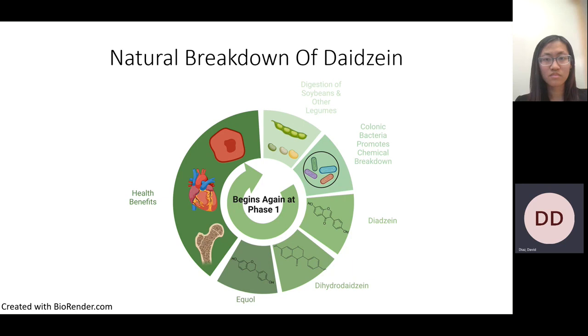So here's a chart displaying what the typical process goes for someone that can break down daidzein. Firstly, they have to digest soybeans or other legumes, and their colonic bacteria promotes the chemical breakdown of daidzein through its reductases and results in equol, which also results in its health benefits of reducing certain cancers, also reducing the risk of cardiovascular diseases and osteoporosis as well.